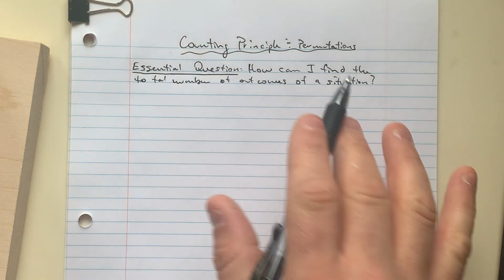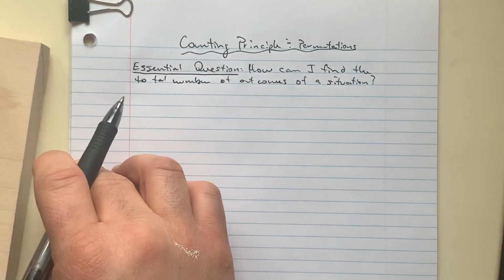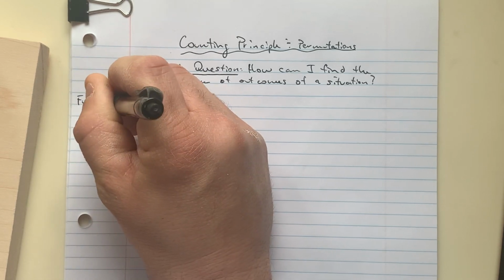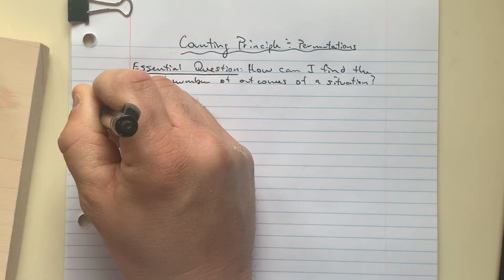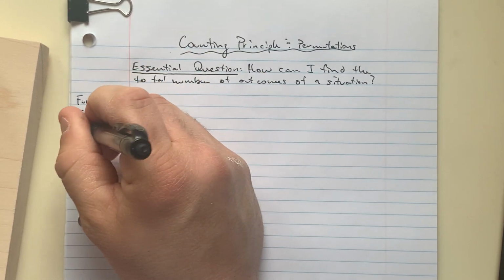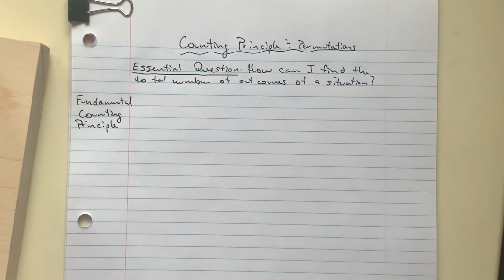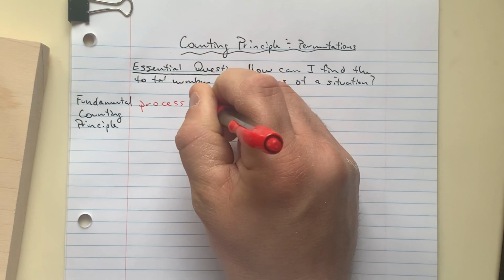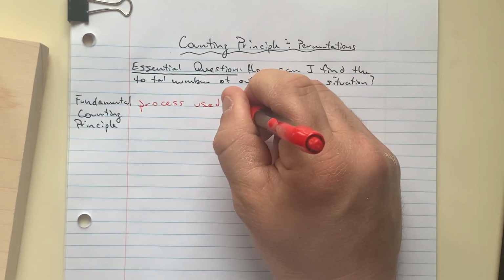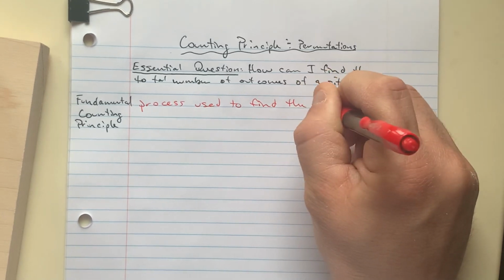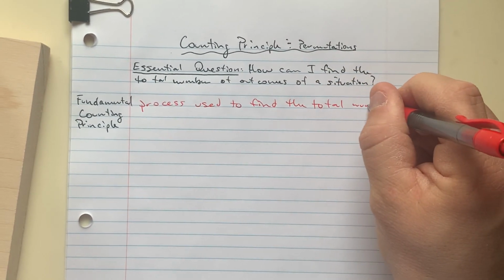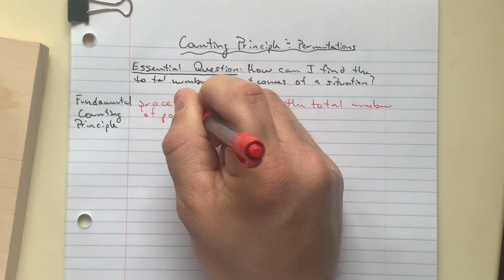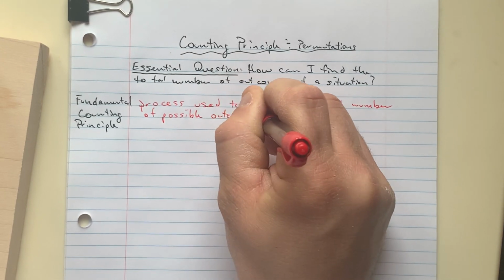All right, so the counting principle, in the textbook that you don't really have access to, is called the fundamental counting principle. And our definition here is, it's a process used to find the total number of possible outcomes for a situation.